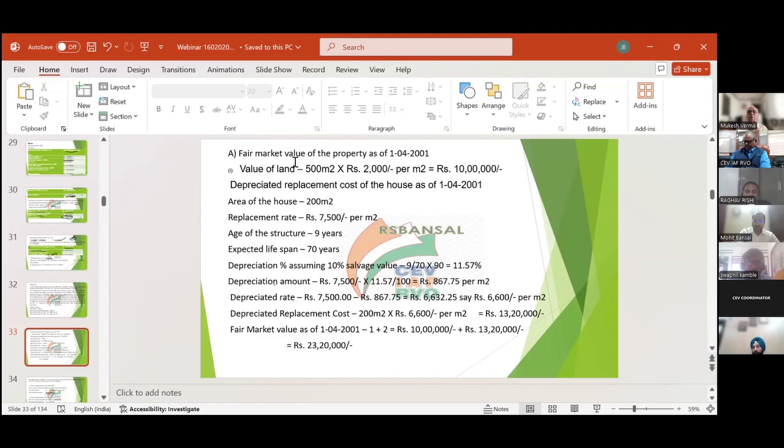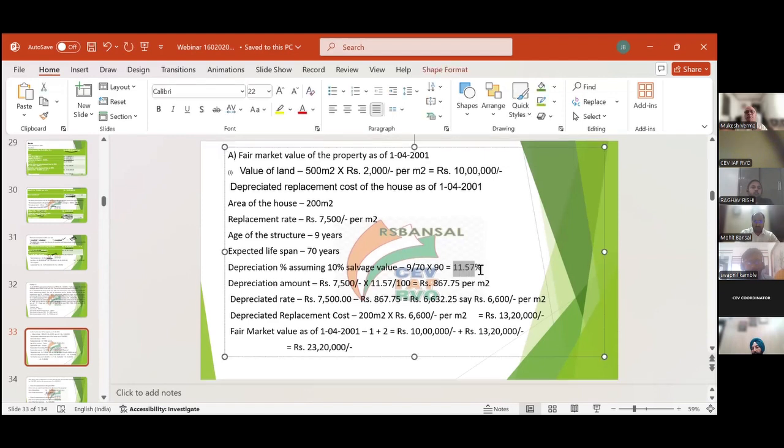First thing is value of the land. Fair market value of the property you have to calculate as on 2001. Value of the land 500 square meter into 2,000 per square meter, 10 lakh. Okay, and depreciated cost, area of the house 200 square meter, replacement cost 7,500. Age of the structure in the year 2001 is 9 years. And expected life, assume expected life as 70 years and salvage value as 10%.